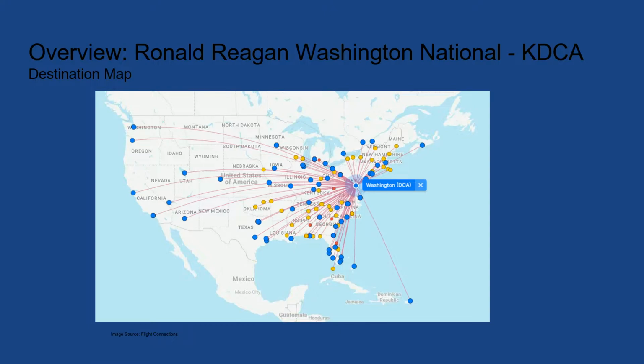Here's an overview map of service from Washington. This includes nonstop service as well as all of the destinations that they offer.